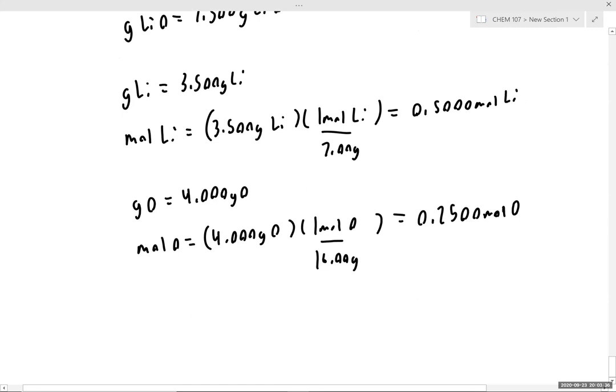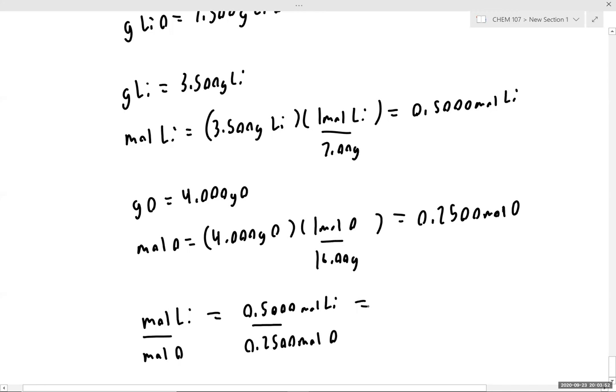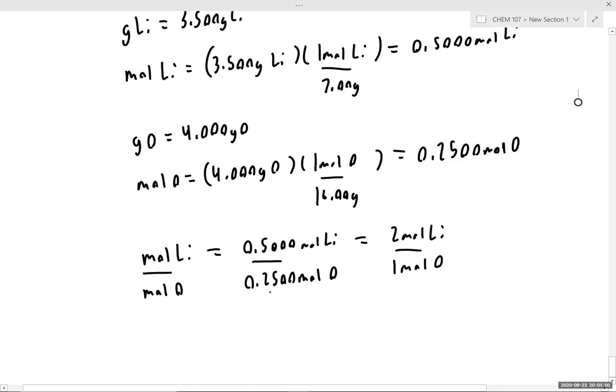So now that we have our moles, we can take our mole to mole ratio. So our moles of lithium over our moles of oxygen. We have 0.5000 moles of lithium over 0.2500 moles of oxygen. And that gives us 2 moles of lithium per 1 mole of oxygen. Your numbers, when you take your ratio, you should end up with nice whole numbers. And that gives us a formula of Li2O for lithium oxide. Does this example make sense?